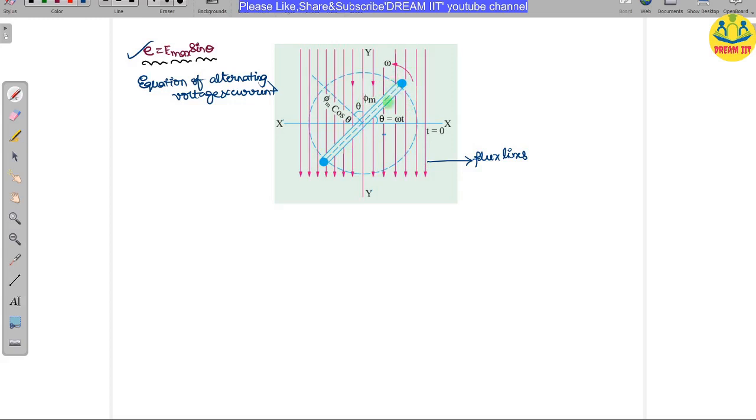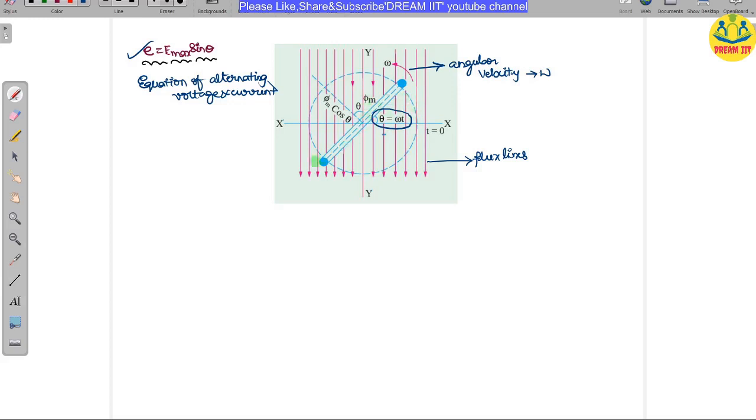Whenever the conductor position is exactly in phase with the x-axis, there is no problem. At that condition theta is 0, that means it is not making any angle. Whenever this conductor rotates with angular velocity omega in the anti-clockwise direction, it makes some other angle.